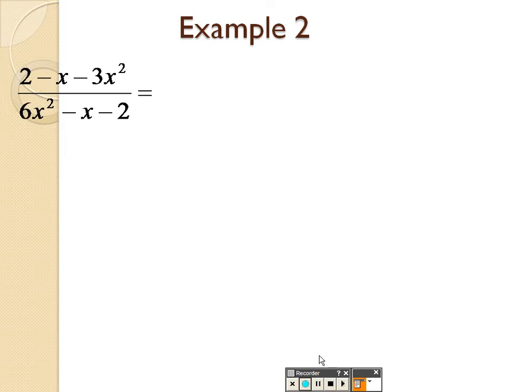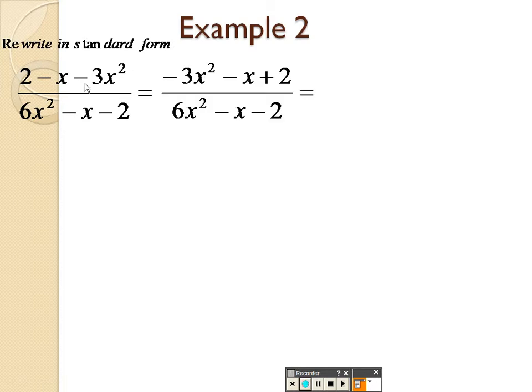No. So with this example, I need to factor again. But in order to do this, you're not used to seeing something like this, so we're going to rewrite that top. We're going to put it in order, in standard form. So that means it's actually negative 3x squared minus x plus 2, and the bottom is 6x squared minus x minus 2. So we're going to factor both the top and the bottom.